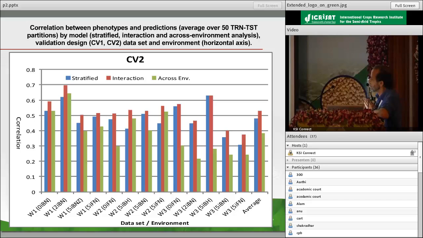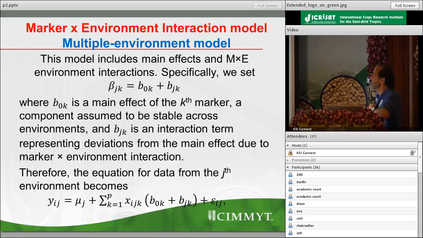Therefore, for these environments, zero irrigation, bed and flat planting, the best predicting model is the marker by environment interaction. For CV1, it's more difficult. For CV1, you see there is no improvement of the interaction model as compared with the individual model. Why? Because there is no borrowing of information from some of the individuals, because they haven't been observed in any of the environments. But still, the marker by environment model is better on the individual side than the cross-site prediction.